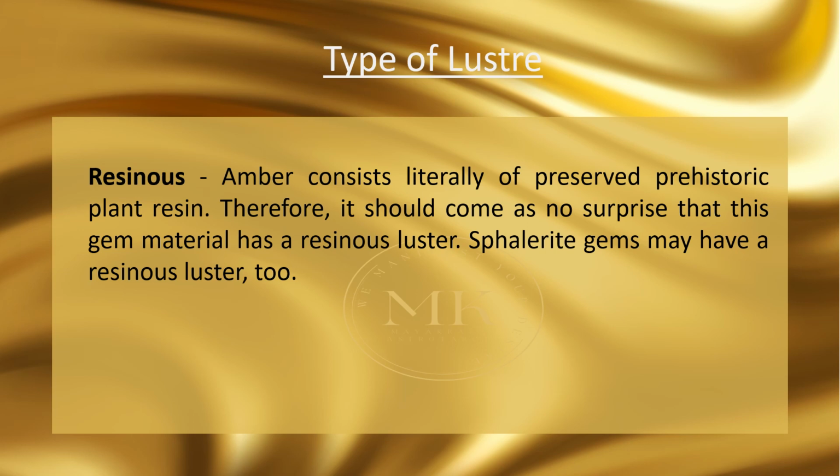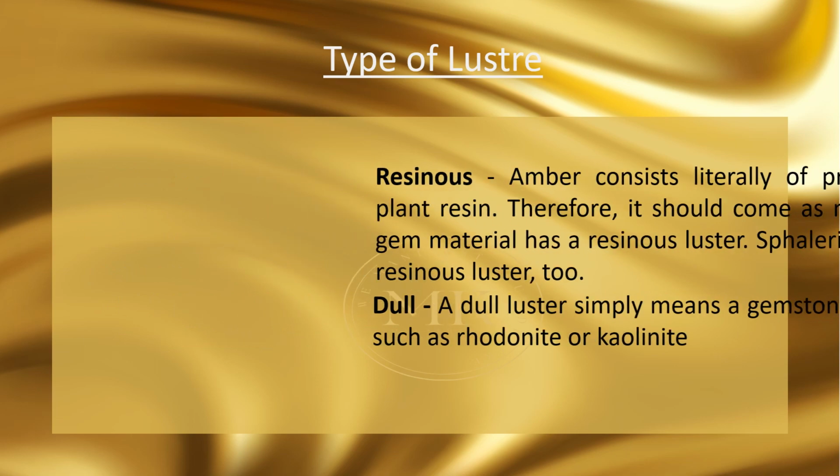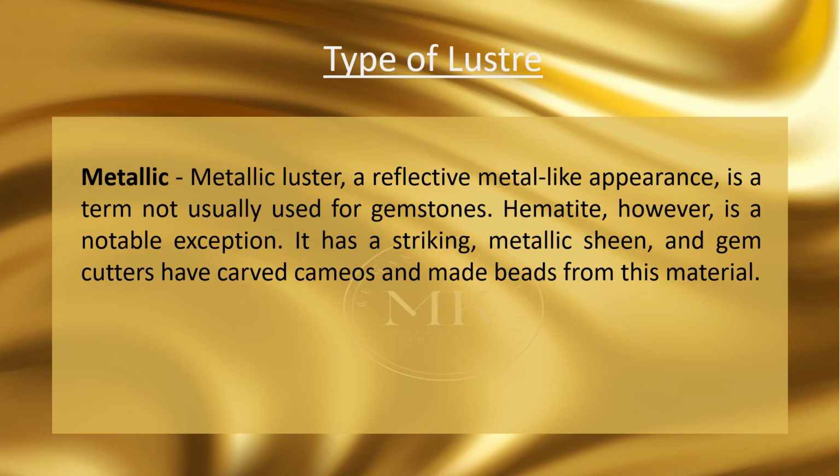Then resinous. Amber consists literally of preserved prehistoric plant resin. Therefore, it should come as no surprise that this gem material has a resinous luster. Fluorite gems may have a resinous luster too. The next is dull. A dull luster simply means the gemstone reflects little light, such as rhodonite or kaolinite. The last type is metallic.